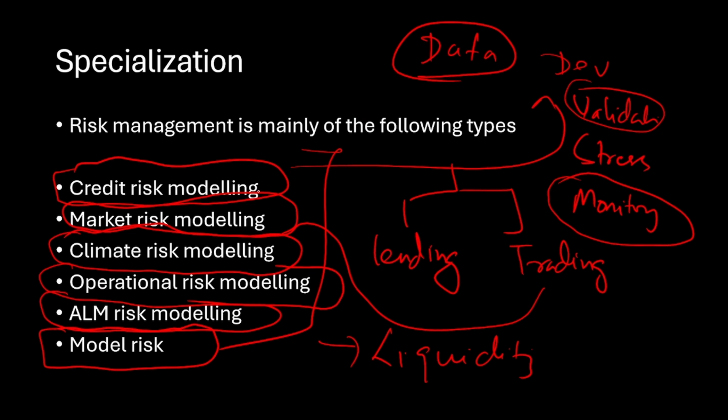Okay, you could be learning credit risk modeling, market risk modeling, climate risk modeling, like 3 of them. Or you could be learning all 6 of them, right? Most jobs are with credit risk modeling and market risk modeling. There are not a lot of jobs on climate risk modeling, operational risk modeling, ALM, and model risk. Although ALM is also very upcoming, and even climate risk is quite a big area nowadays. Model risk as well. But most jobs you will find are either in credit or market, right?